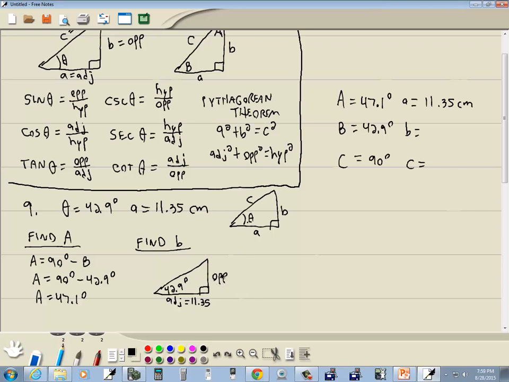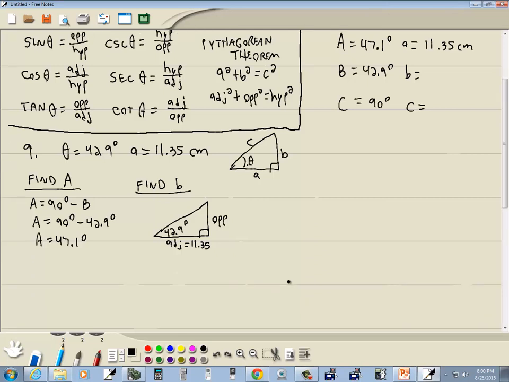So we're looking for a formula dealing with opposite and adjacent. If I come up here, that's this one here. Tangent theta is equal to opposite over adjacent. So plug in everything that's given. So we got tangent 42.9 degrees is equal to opposite, which we said was B, over adjacent, which was 11.35 centimeters. I didn't put the unit measure there, but that should be centimeters.